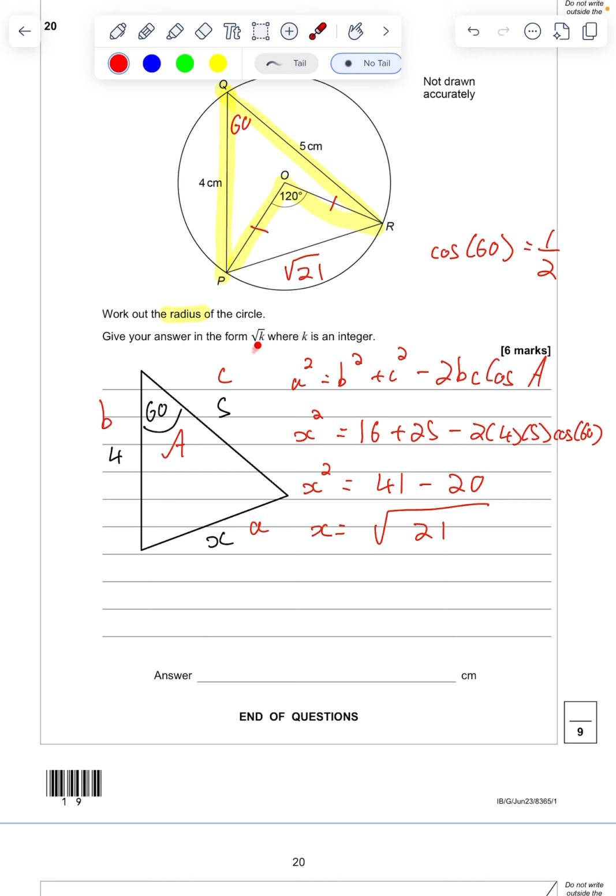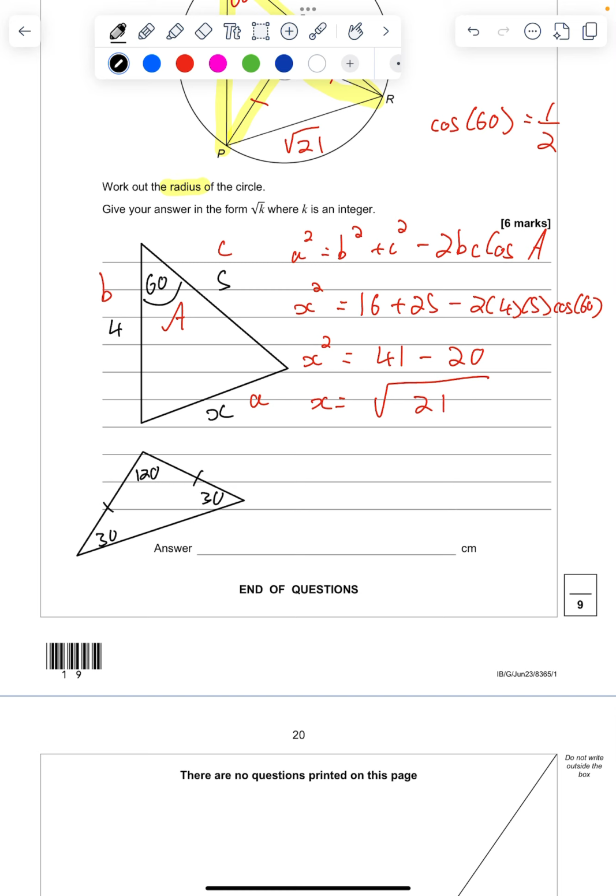So this angle here is 120. I know that these sides are the same. The triangle is isosceles. Also, these must be 30 and 30 to give me 180. I'm just writing down what I know on this, and that side there is root 21. Not very clear, is it? Root 21. Now, how can I get this here?